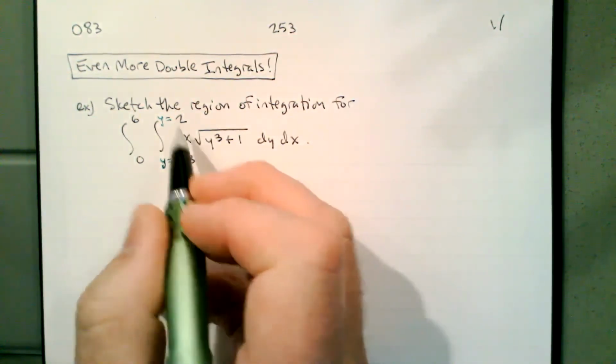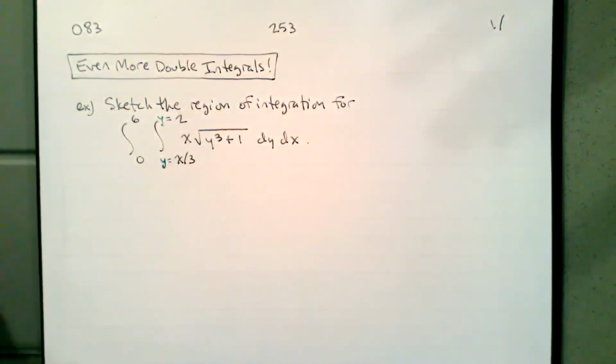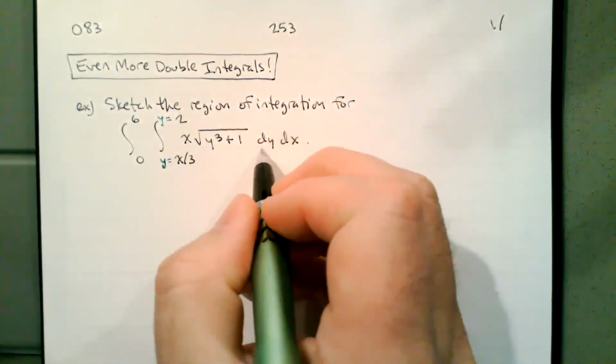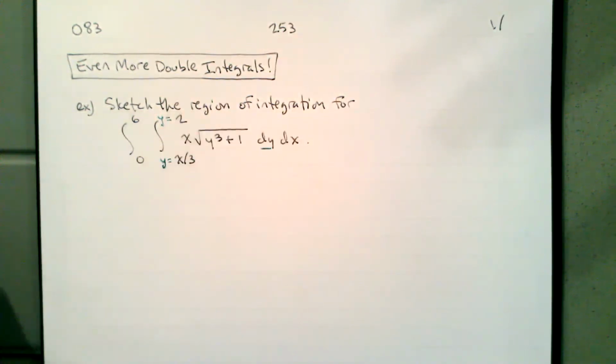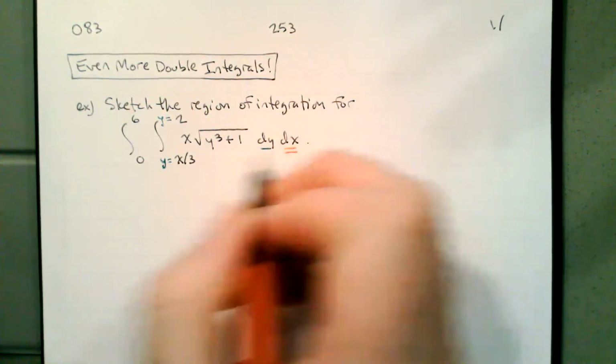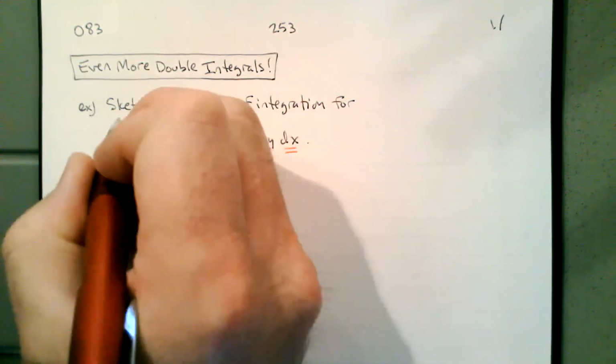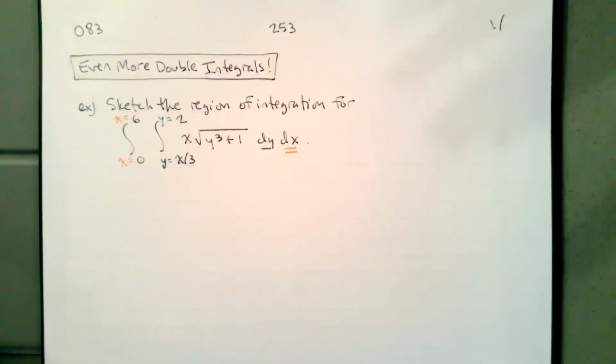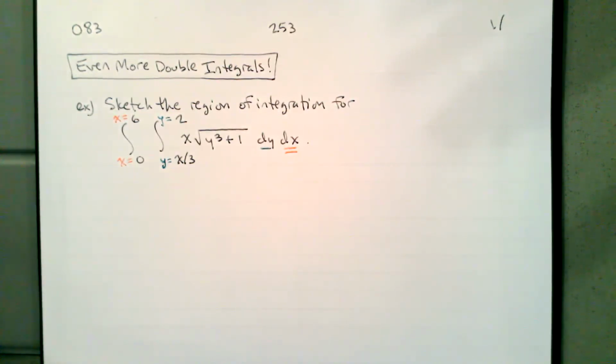This can only be an integral of upcoming variables. So because the dy is listed first, that means the x over 3 and the 2 are y's. The dx is next. And since the dx is next, that means we're integrating x between 0 and 6. Normally, we wouldn't write the x equals and the y equals, but we're new at this double integral business, so we're just going to remind ourselves.